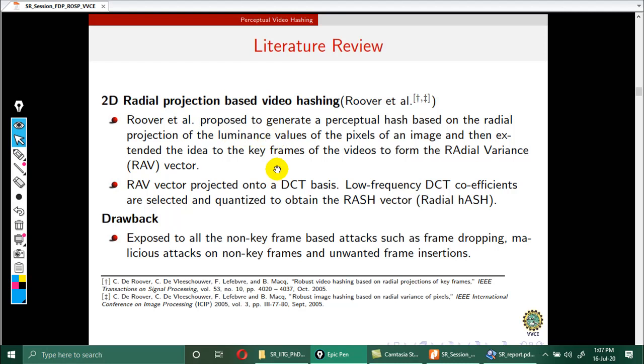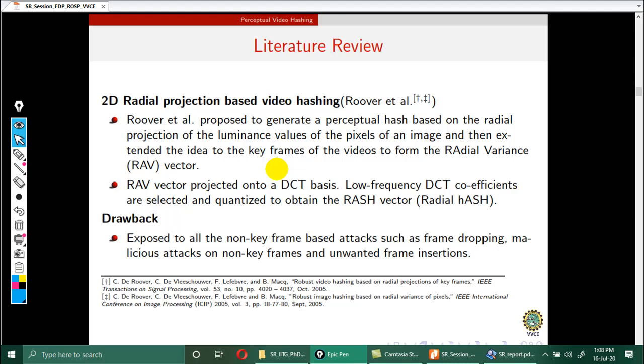Proposed to generate a perceptual hash based on the radial projection of the luminance values of the pixels of an image, and then extended the idea to the keyframes of the videos to form the radial variance vector. Let me elaborate. You have an image, they radially projected the pixels of an image, and then they called it a radial variance vector because they are trying to measure the variance along the radial projection, and hence they have called it a radial variance vector.